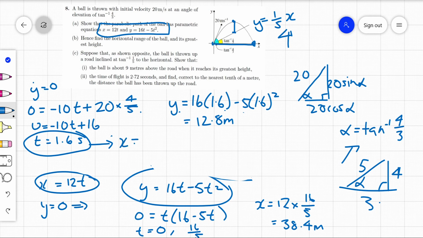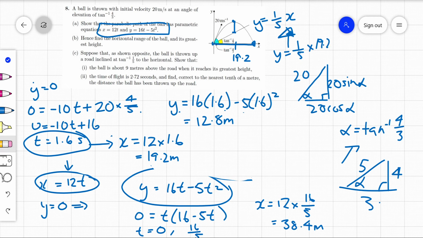So at that time, what do we have? So our x value is 12 times t. So we're going from there. So we will get 19.2 meters. So at that time there, x is 19.2 meters. So if we then put it into this equation here, we've got 1/5 of 19.2.